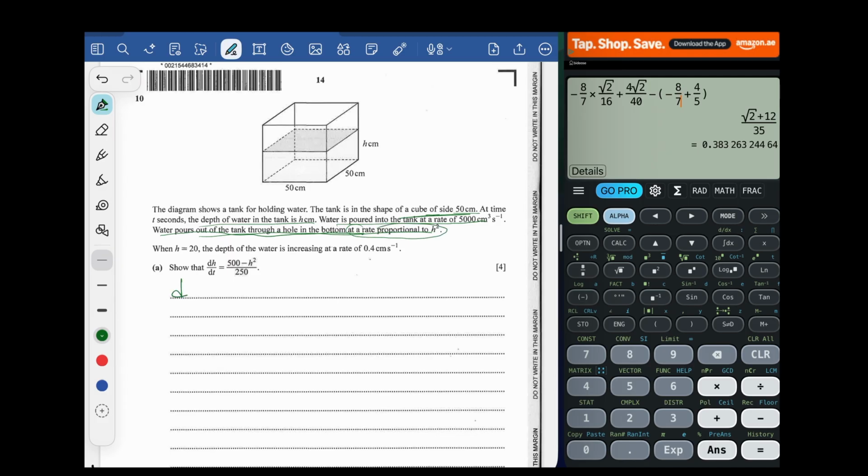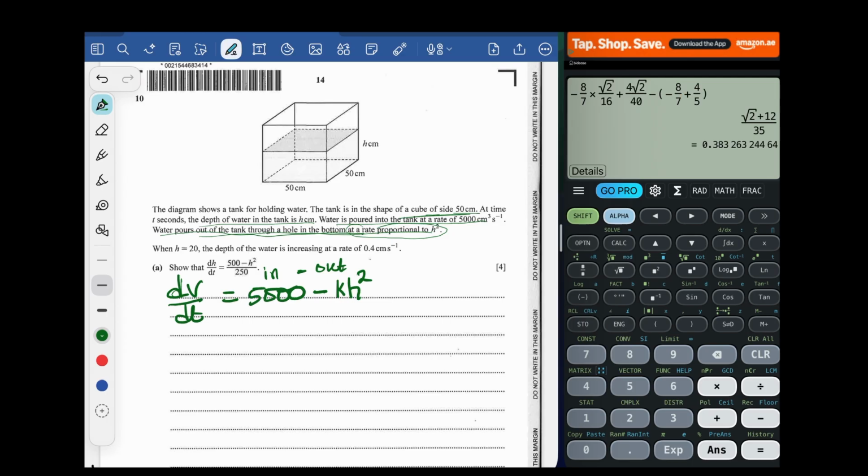So the total rate of water coming in and going out is 5,000 minus h squared, but it is proportional. You remember in GCSE or IGCSE, for proportional we have to put k. So whenever you see proportional, don't just write h, because it's something times the height. So we're doing in minus out.